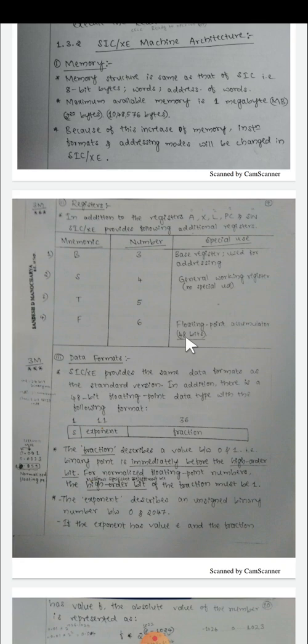So previous registers, whatever we have seen in SIC, those all registers were 24 bits in length, but this F register is of 48 bits length and its number is 6. These numbers are very, very important to solve the problems in next classes. So next concept is data formats.